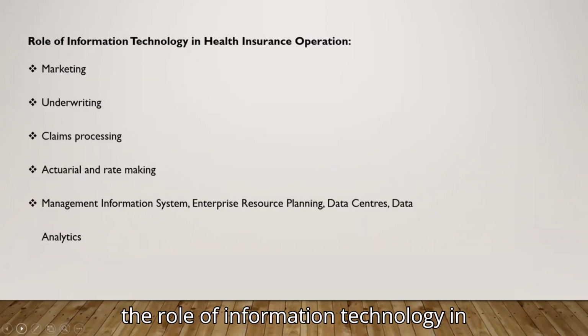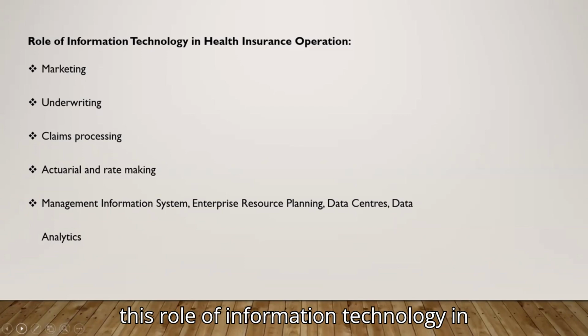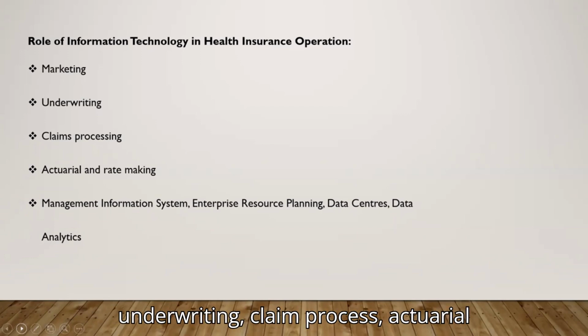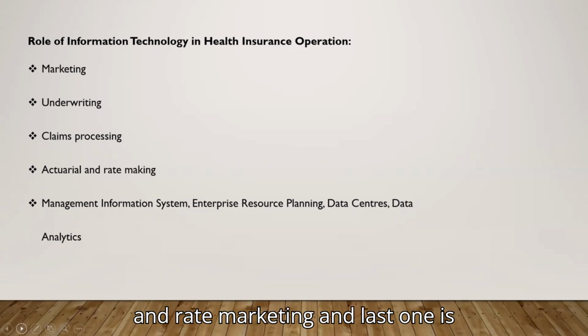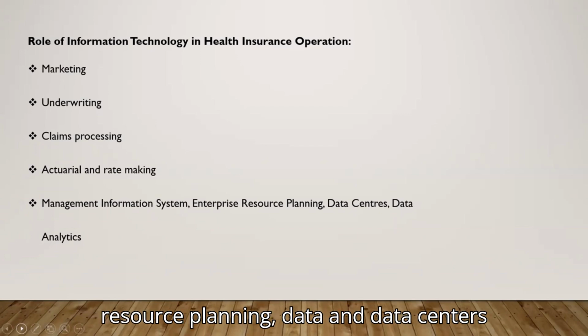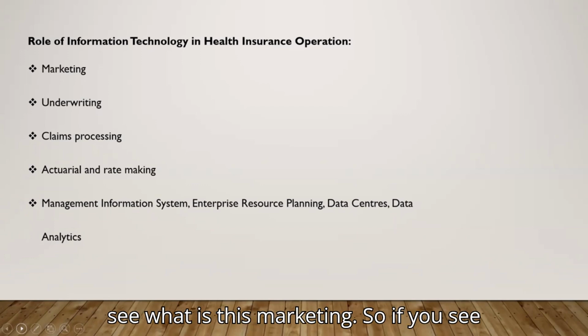And next, coming to the role of information technology in health insurance operations. So, what is the role of information technology in health insurance operation? We have a few areas: marketing, underwriting, claim process, actuarial and rate making, and lastly management information system, enterprise resource planning, data and data centers, and data analytics. So here first we will see marketing.